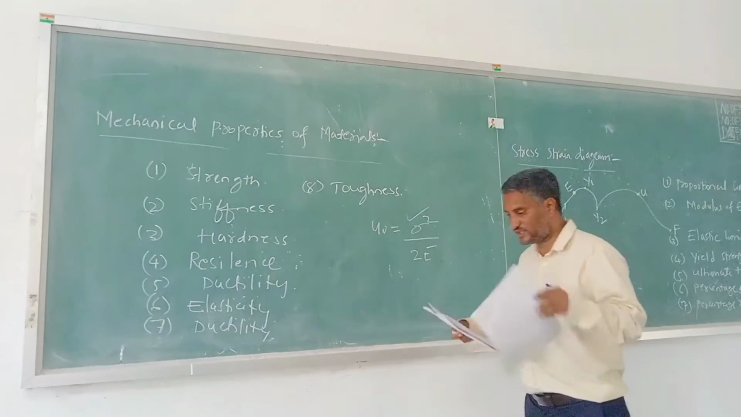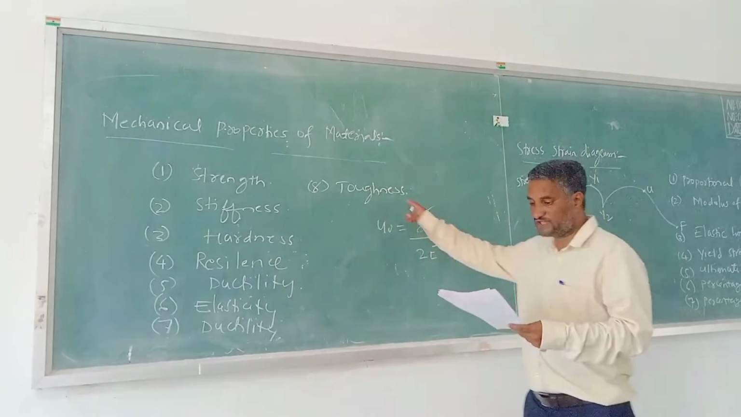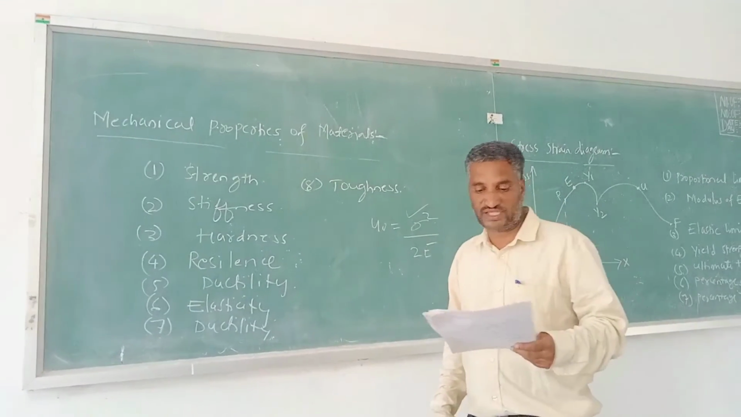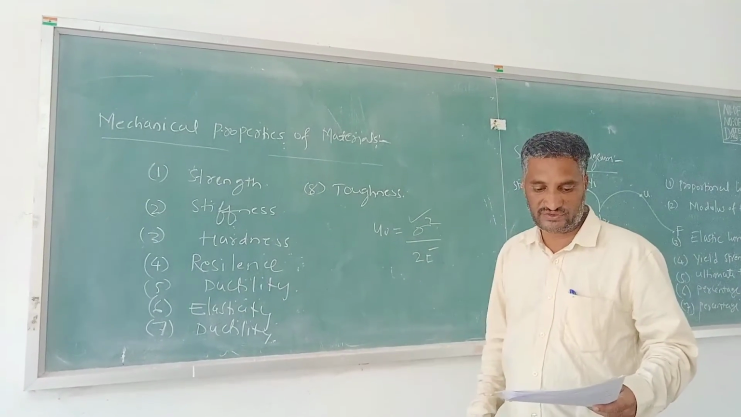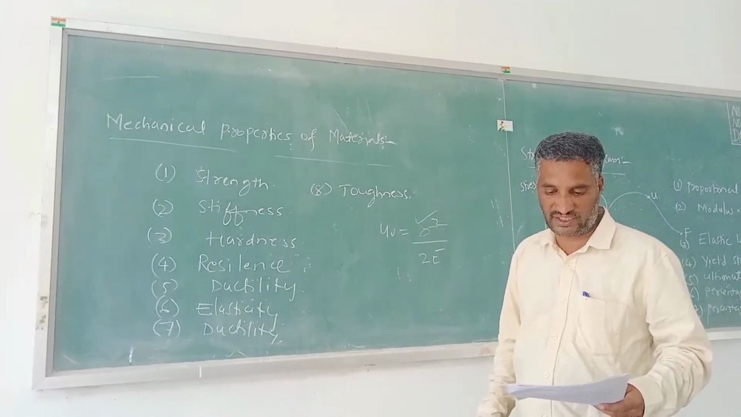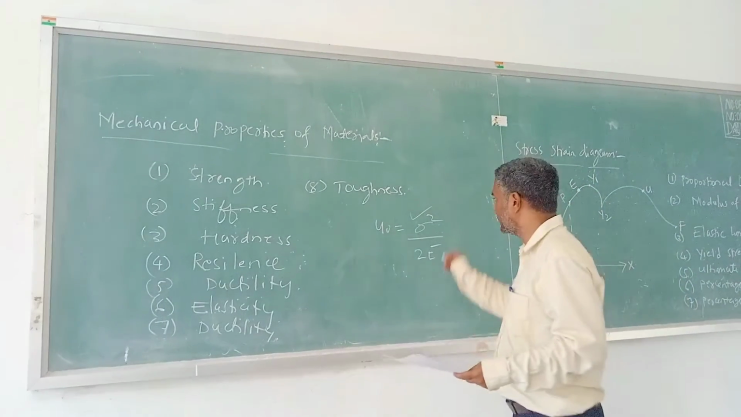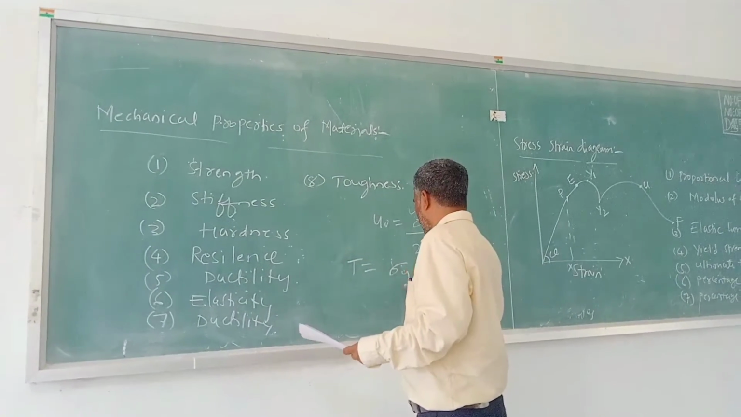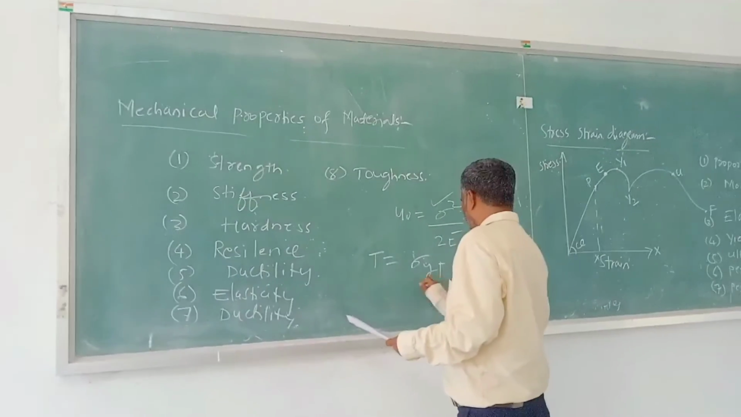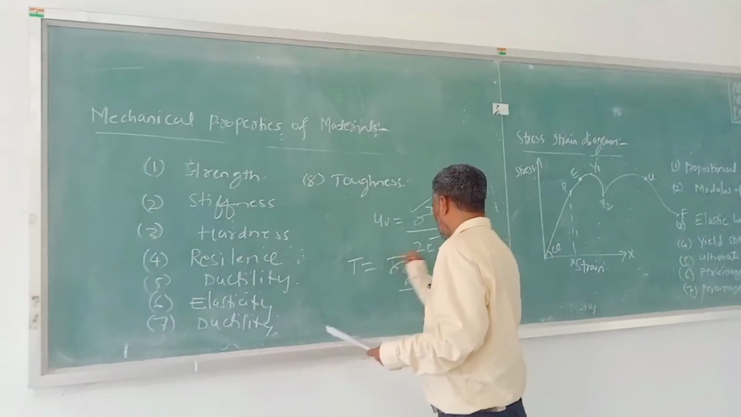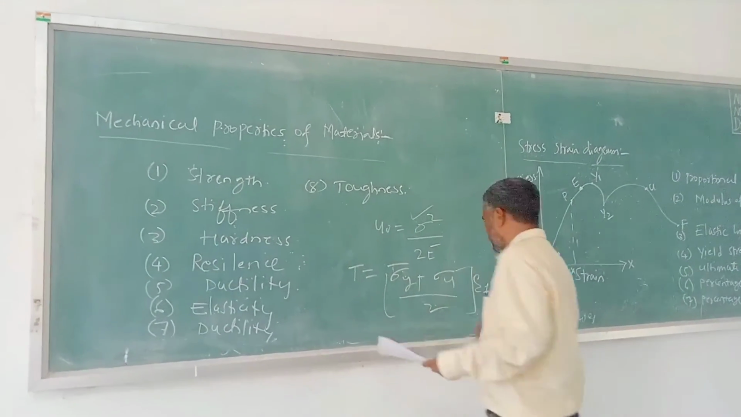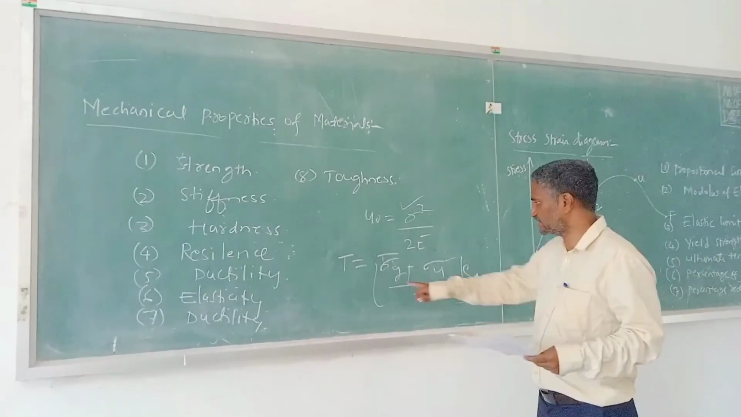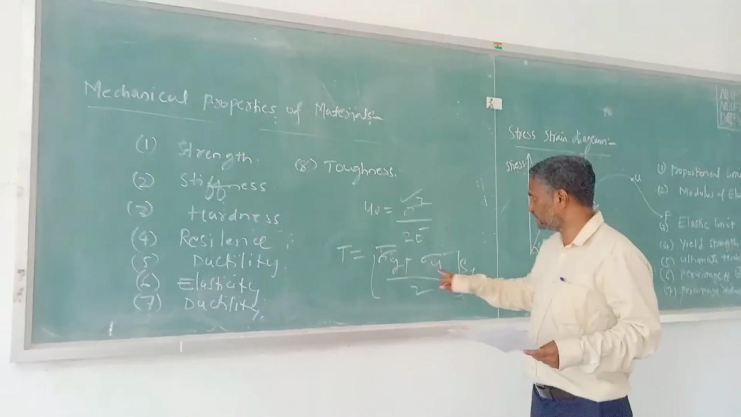Next, we have the toughness property, the last property. The ability of a material to absorb energy in the plastic range is known as toughness, right? Toughness can be calculated from the area under the stress strain diagram. It is given by T equal to (sigma y plus sigma u) by 2 into epsilon f, where epsilon f is the strain at the fracture point, sigma y is the yield stress, and sigma u is the ultimate stress.